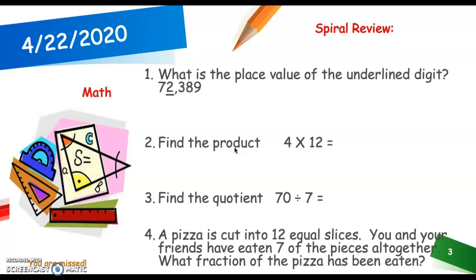But number 4, the problem goes a little something like this. A pizza is cut into 12 equal slices. You and your friends have eaten 7 pieces altogether. What fraction of the pizza has been eaten? Lately, the past 2 days, if I'm not mistaken, it's been cut into about 8 slices, but today they have a supreme pizza, an extra, extra, extra large pizza, and now they've cut it into 12 equal slices. So now you and your friends have eaten 7 pieces altogether. So you got to come up with the fraction for that. Remember, you have 2 numbers, and you need to make a fraction for that.